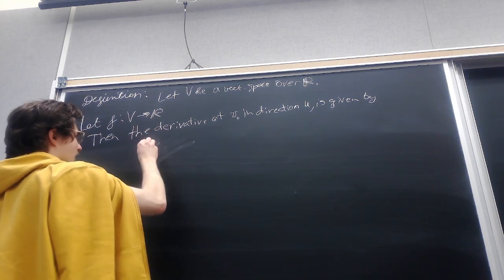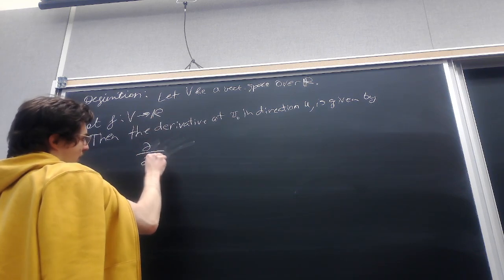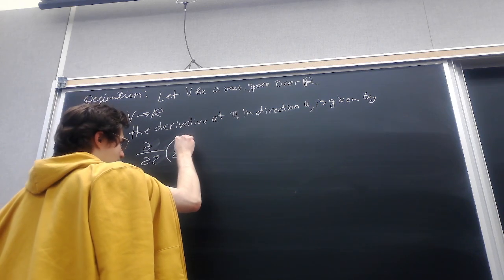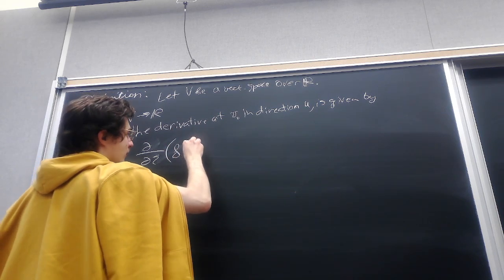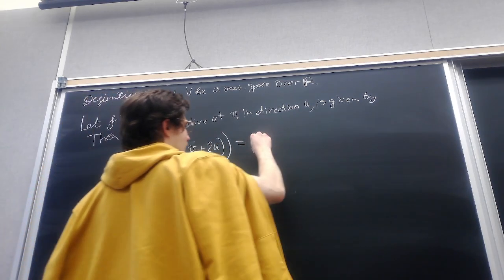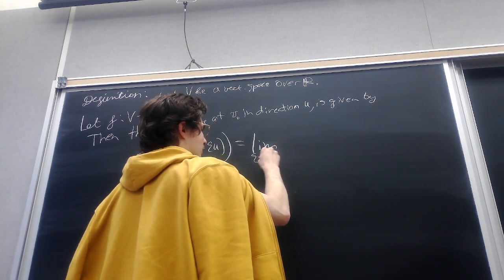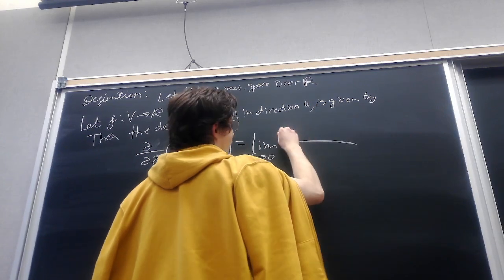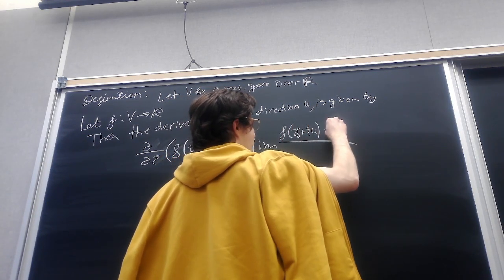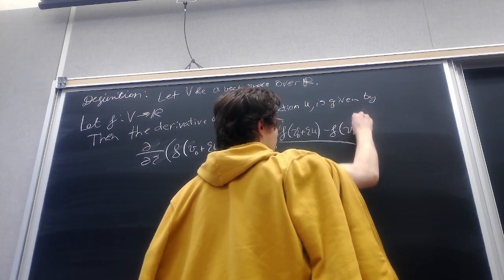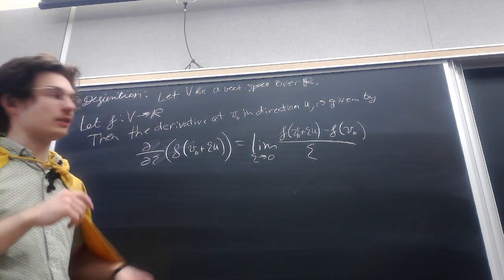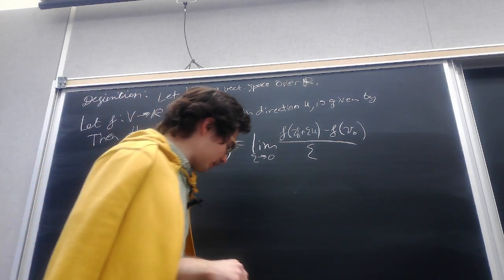I'll write it like this. You can think of d by d epsilon of f of v naught plus epsilon u, which is really the limit as epsilon goes to 0 of f of v naught plus epsilon u minus f of v naught, divided by epsilon.